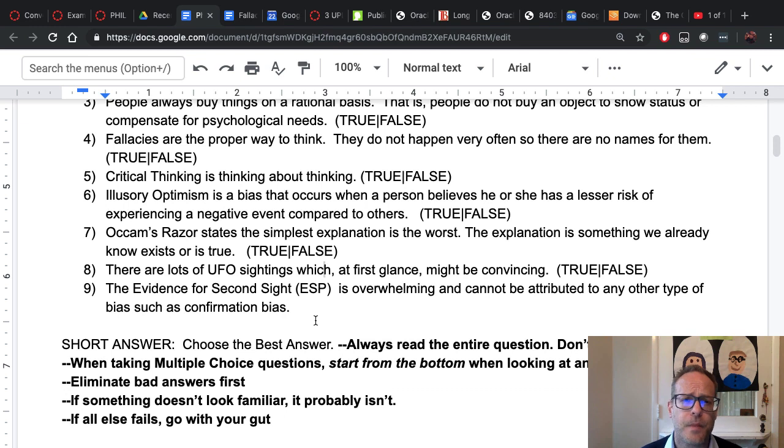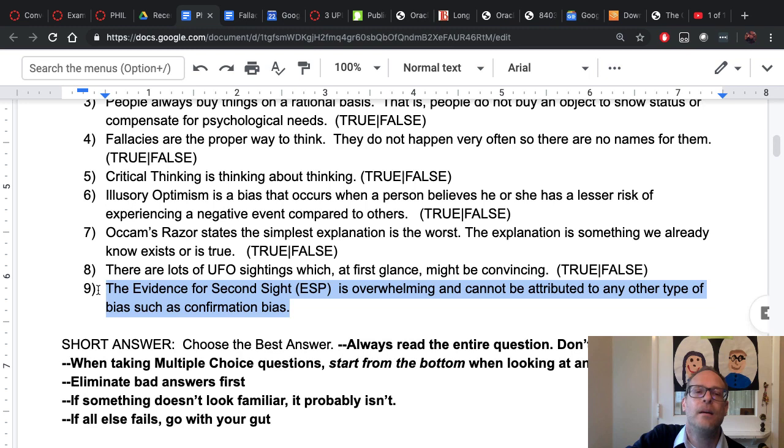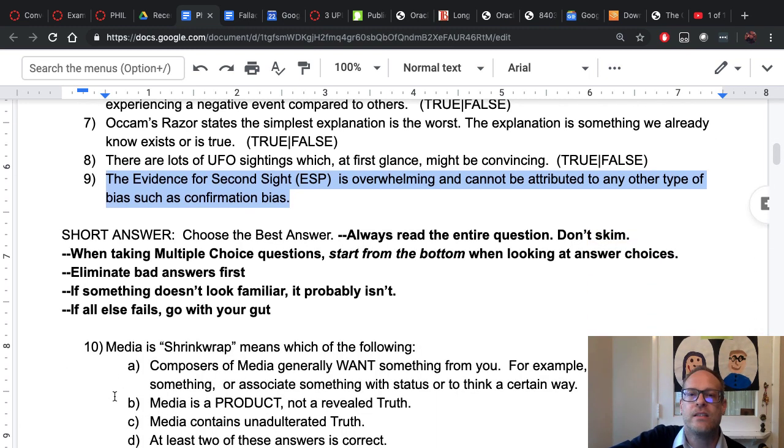Number 9, the evidence for second sight is overwhelming and cannot be attributed to any other type of bias, such as confirmation bias. Okay, that's false. Remember, that's the first part of the semester where we discussed how psychics can do a cold reading and it looks like, oh my gosh, to the person who's already a believer, this person is really doing this amazing reading, but we tend to count the hits and forget the misses.